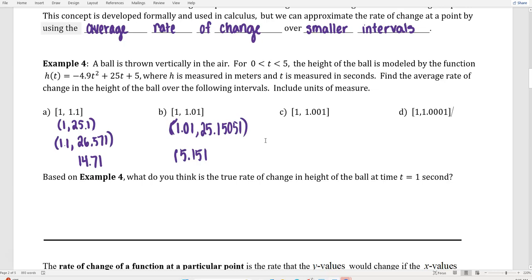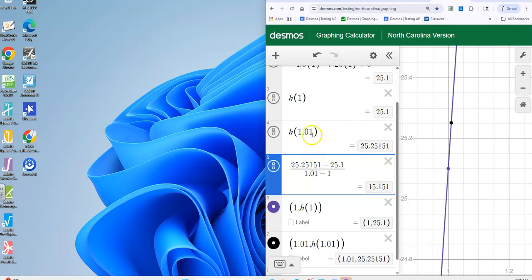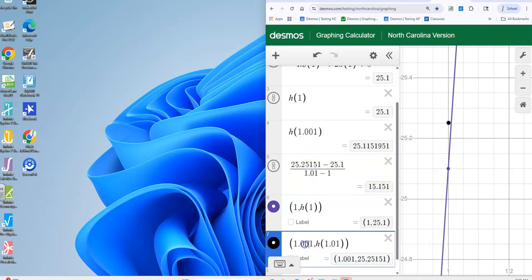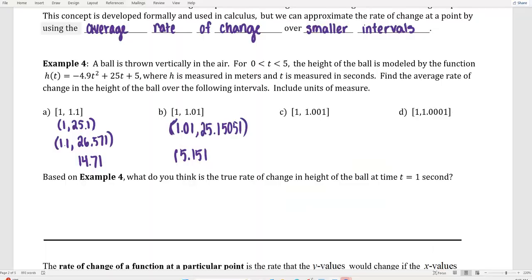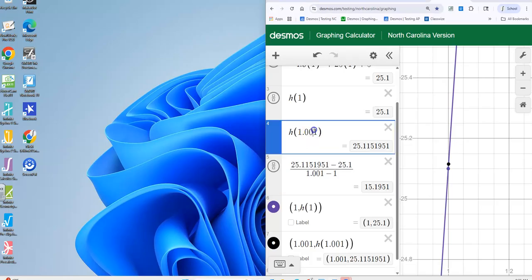All right, then I could keep doing this. I'm just going to do it on Desmos for you instead of writing a lot of stuff down here, because we need to move on to the next stuff. So I'm going to put another 0 right there, another 0 right here, another 0 right here. Now I've got this number right here. So now I've got 15.1951. And then the last one has us add one more 0.